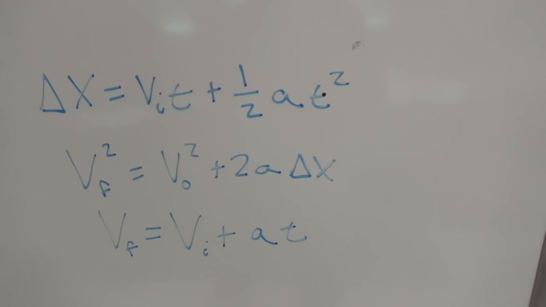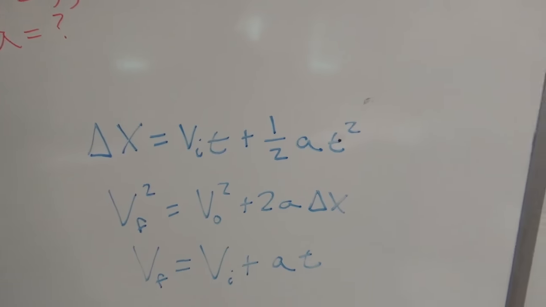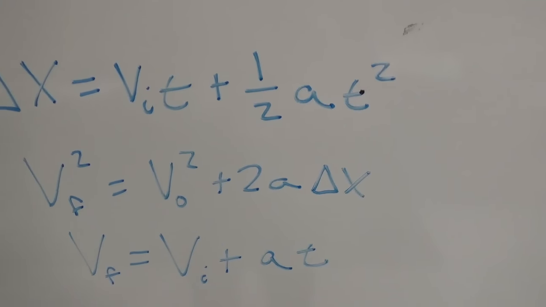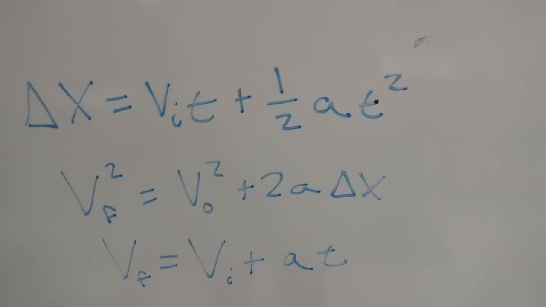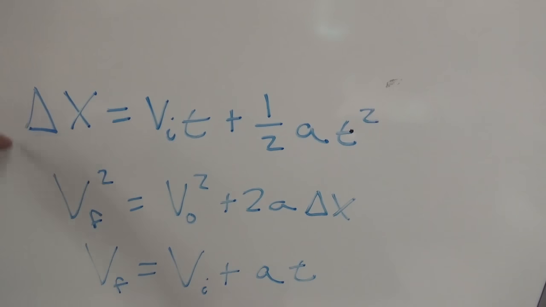Then I look at my formulas, I look at my equations, I say, okay, which one has to do with acceleration? Well, all three of them. Okay, that doesn't help too much. I have time, so which one doesn't have to do with time? This one does not have to do with time, so we can ignore that one. So it's either this one or that one.